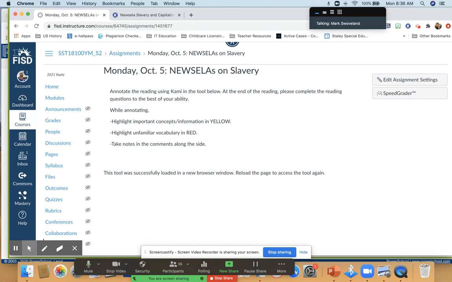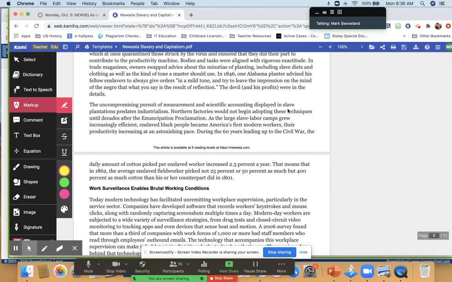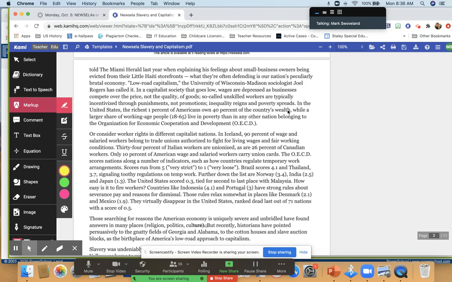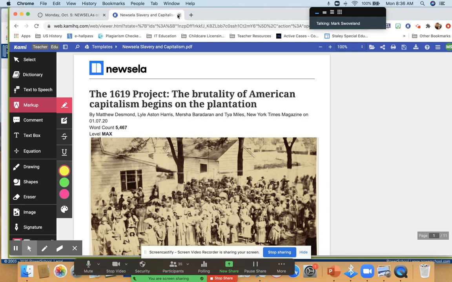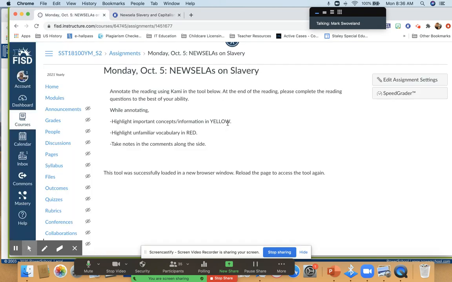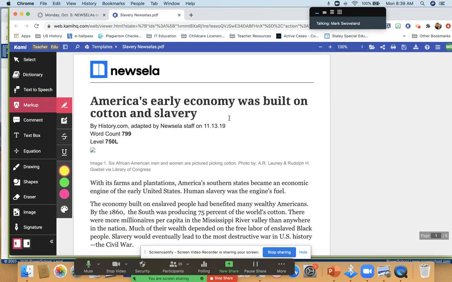Okay, so hopefully everybody's got this assignment pulled up. Give us about 20 more seconds to get caught up with where I am. If you need help, please let me know. Okay, let's go ahead and take a look at it. Oh no, it loaded the wrong one. I don't know why it did this again for me. Okay, you guys are going to have to hold on one second here while I try and fix this. Okay, so if we take a look at this Newsela, we're going to highlight important concepts in yellow. We'll highlight vocabulary we do not recognize in red. And then we're going to take some notes on it.